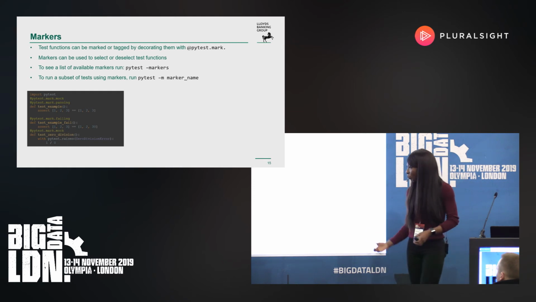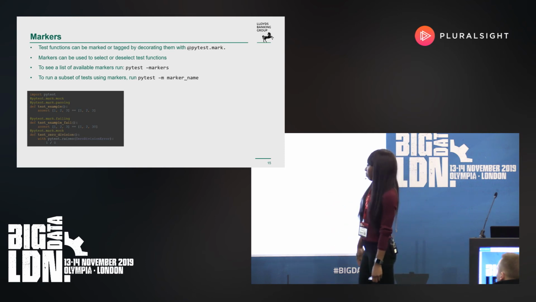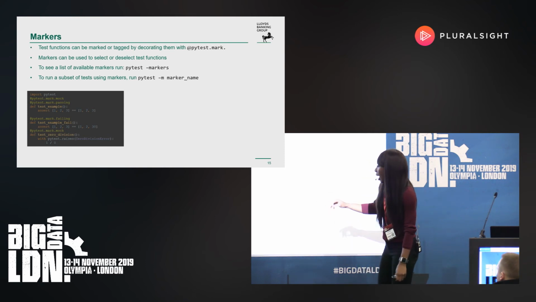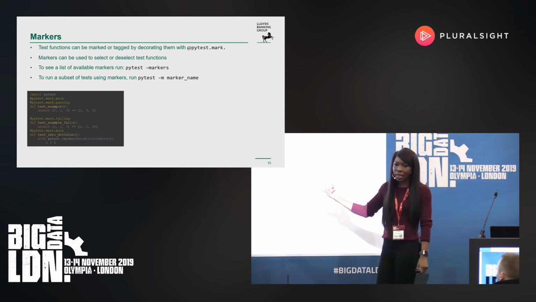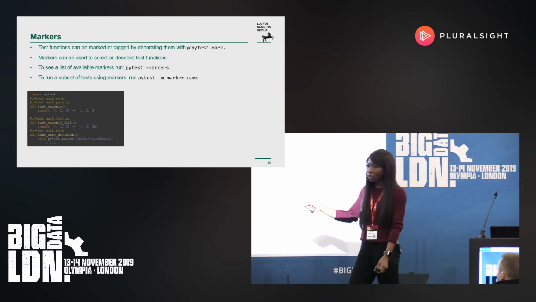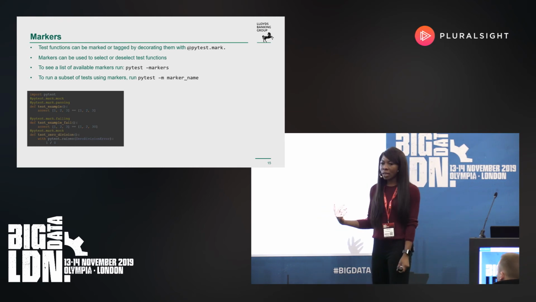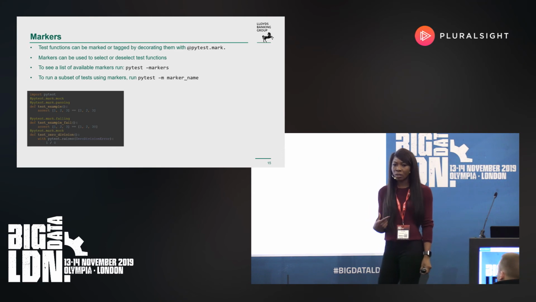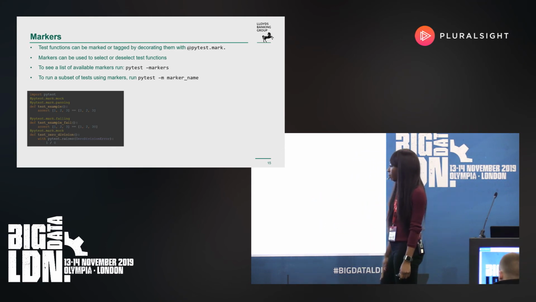So you can pretty much iterate very quickly. To bring this to life a bit, I've got three test examples, and I've applied some markers to them. Essentially, how you mark your test is you just apply a decorator to it, which is @pytest.mark followed by whatever marker name you decide to give it. And what's good about it is you can apply multiple markers to a single test function. So the first one has two markers, and the bottom two have just a single marker.